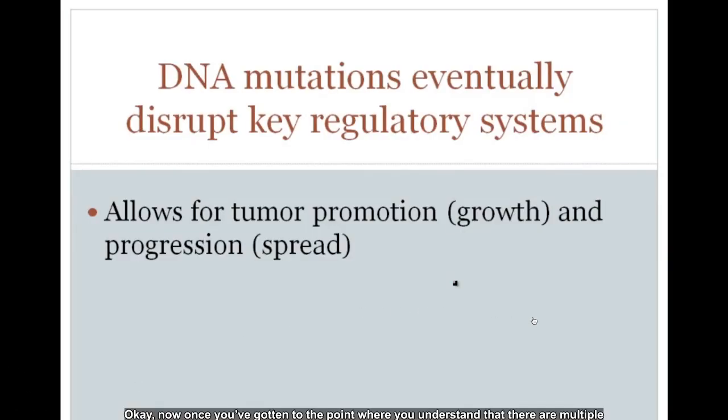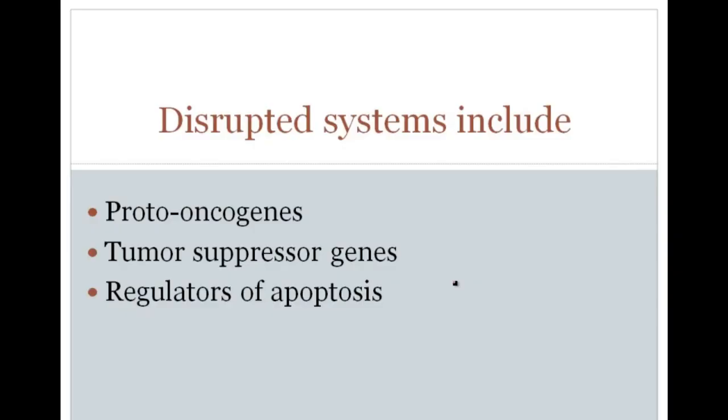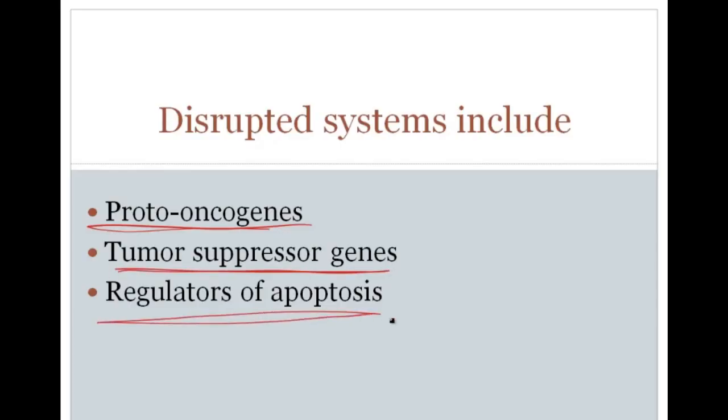You've gotten to the point where you understand that there are multiple carcinogens that can damage DNA. The next point that you have to understand is that there are particular regulatory systems that, when damaged, will certainly increase the risk for tumor growth and progression. So the next discussion concerns these key regulatory systems. The 3 key regulatory systems are, number 1, the proto-oncogenes, number 2, tumor suppressor genes, and number 3, regulators of apoptosis. These are 3 key systems that can be disrupted by carcinogenic agents.